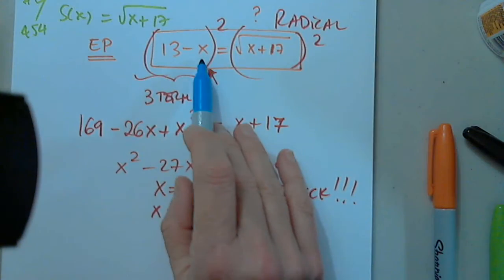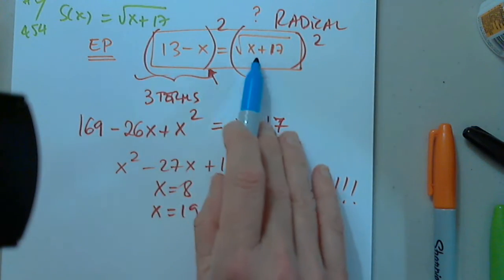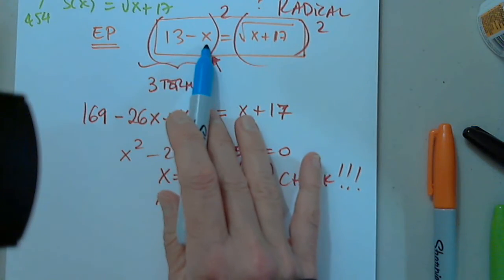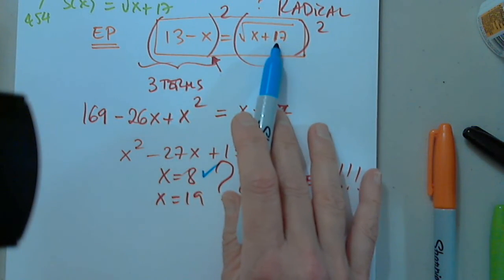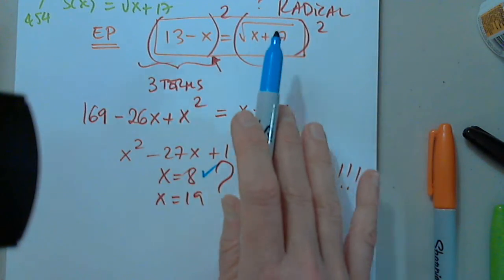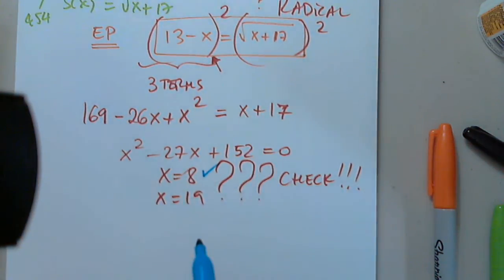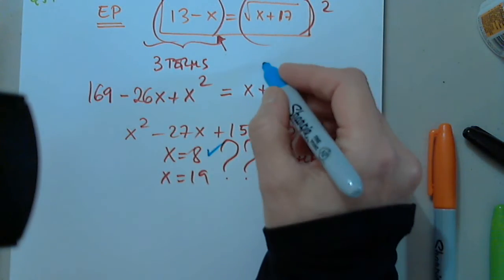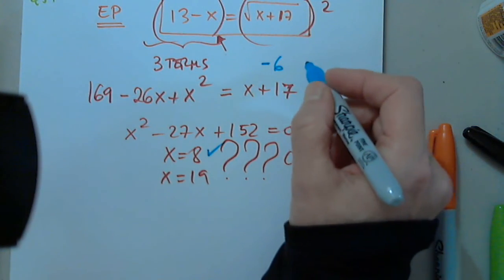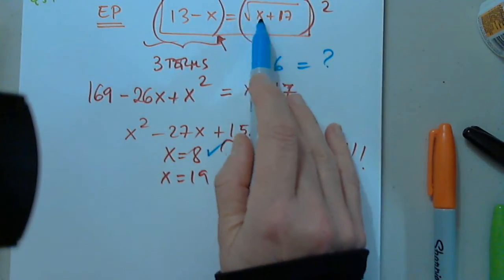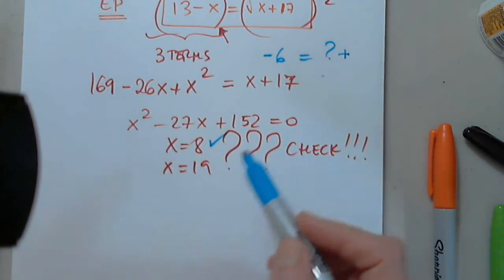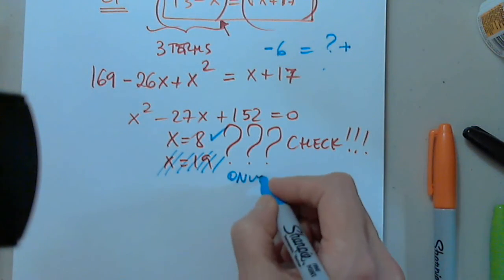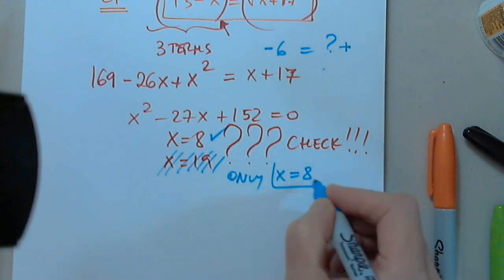So when I plug in 8, I have 5 here, and I have 5 here. So this is okay. 13 minus 8 is 5. 8 plus 17 is 25. 25 square root is 5. That is okay. 19? No, because the left-hand side is negative 6, and I don't care about the right-hand side. It's the square root, and it's always positive. So this cannot work. So the only x equals 8.